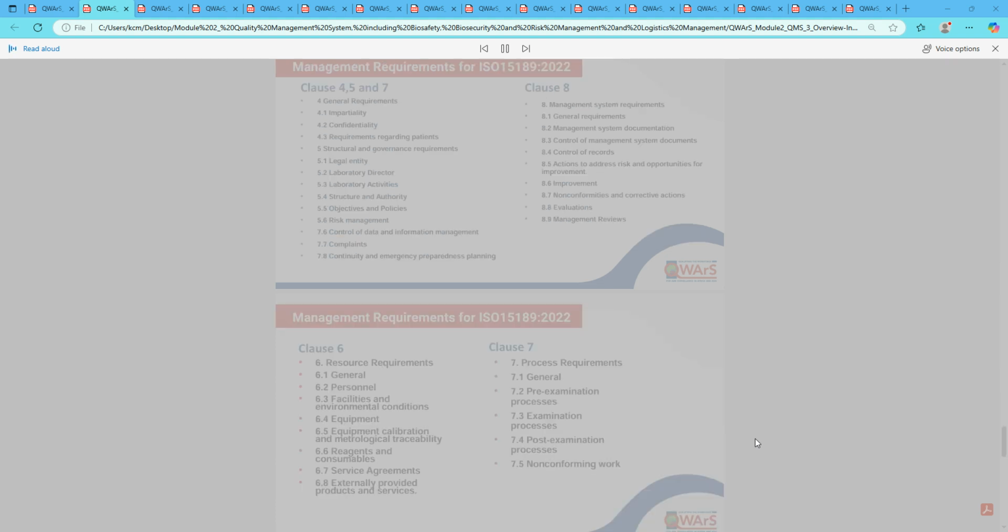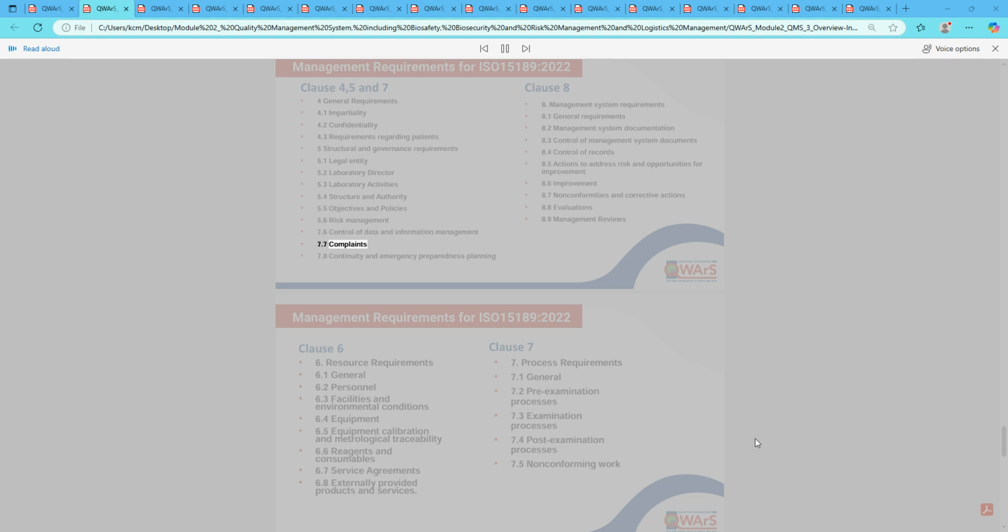Management requirements for ISO 15189:2022, Clauses 4, 5, and 7. For general requirements: point 1, impartiality; point 2, confidentiality; point 3, requirements regarding patients. Clause 5, structural and governance requirements: 5.1 legal entity, 5.2 laboratory director, 5.3 laboratory activities, 5.4 structure and authority, 5.5 objectives and policies, 5.6 risk management. 7.6 control of data and information management.